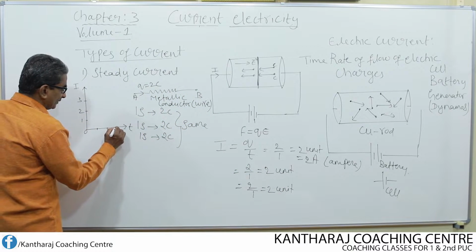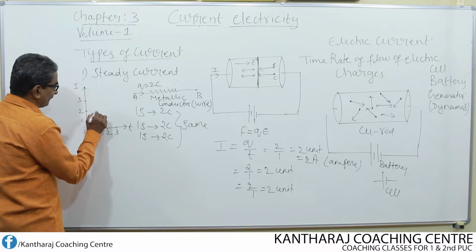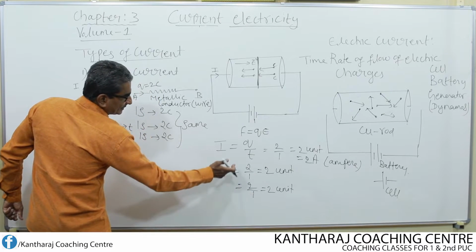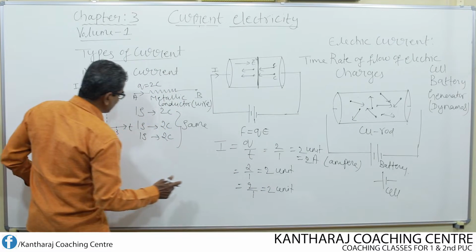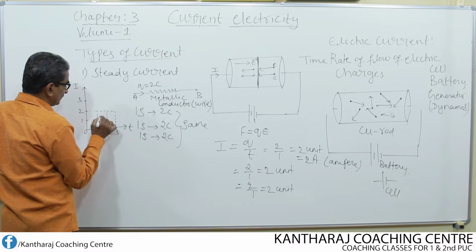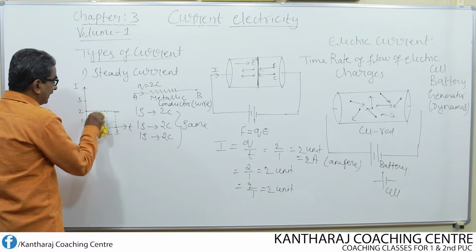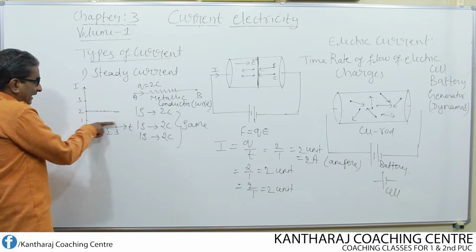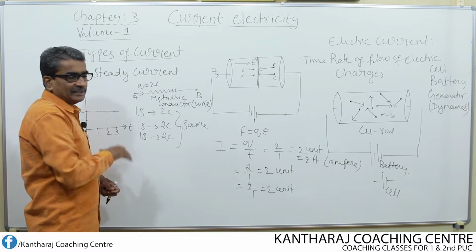Look here, 1 second, 2 second, 3 second. First second, what's the current? 2 ampere. Next second, what's the current? 2 ampere. In the third second, again the current is 2 ampere. So this is how the graph appears to be for a steady current. It is found to be a straight line parallel to x-axis or time axis. So this is the graphical way of representing this.